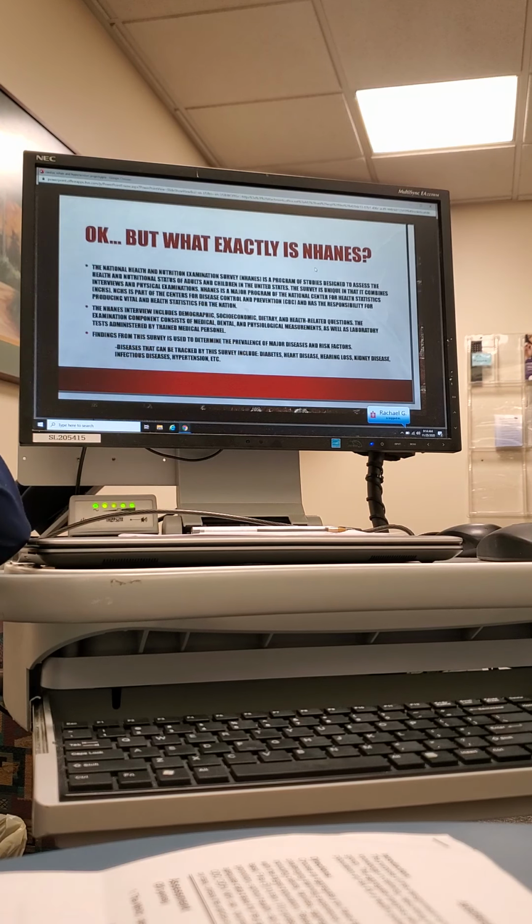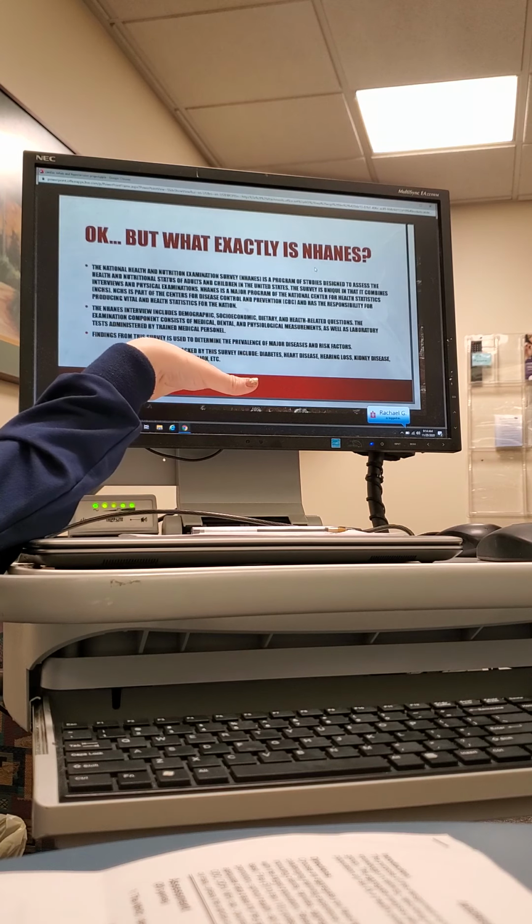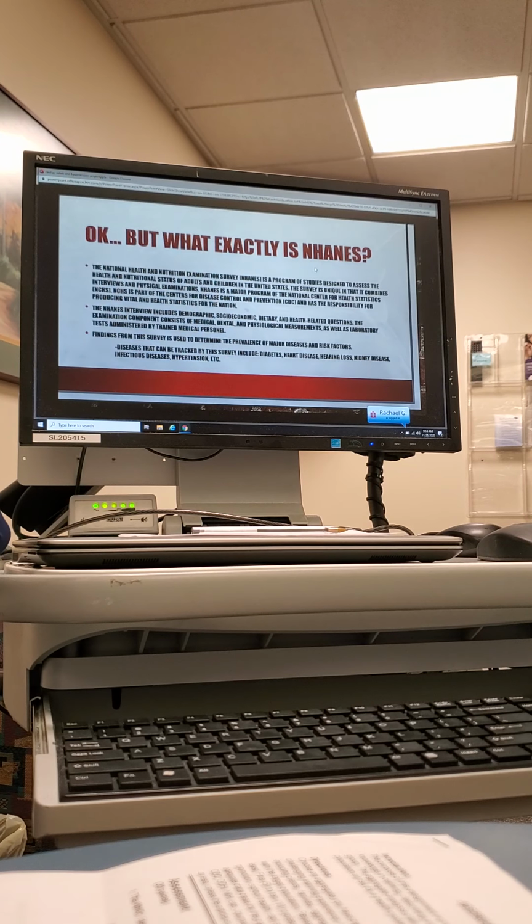Diseases that can be tracked by the survey, this is just a few of them, include diabetes, heart disease, hearing loss, kidney disease, other infectious diseases. COVID-19 is actually one that's being tracked right now. Of course, it is everywhere. And then hypertension, of course.